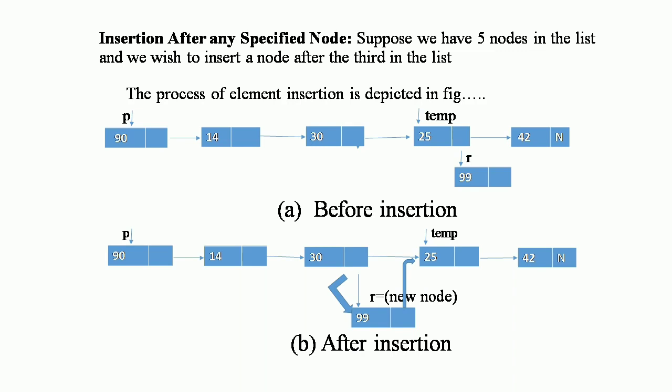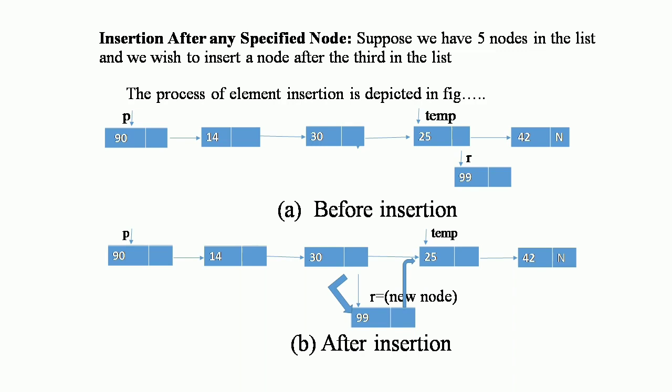Before insertion, this is the process; the insertion is going on. P node is connected, the data is 90 and next to 14, and similarly 14 next to 30. After 30 you have a temporary node, R is equal to new node. In the previous state we have two connections from temp, one to the right, one to the bottom, with connections to 42 and 99.